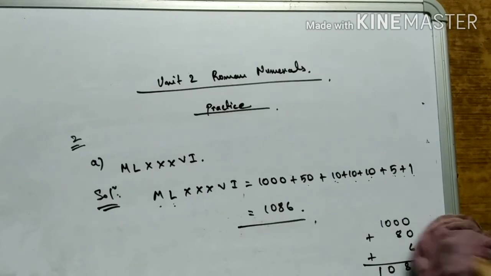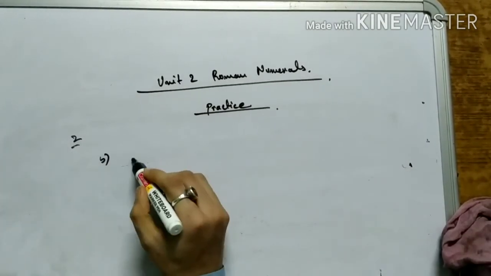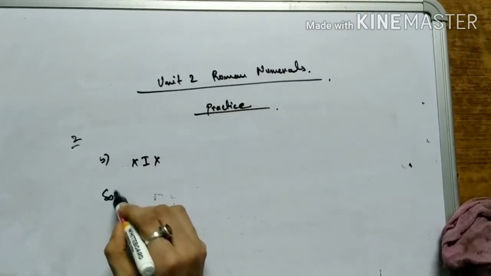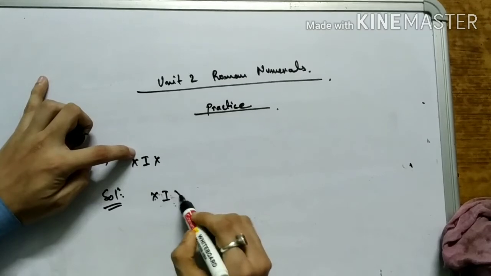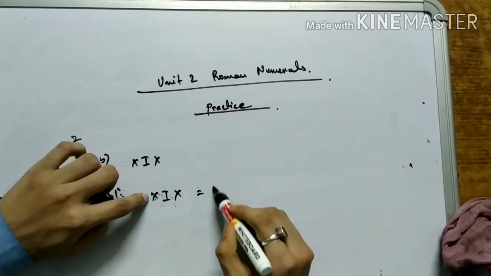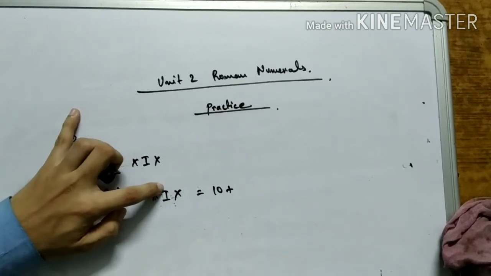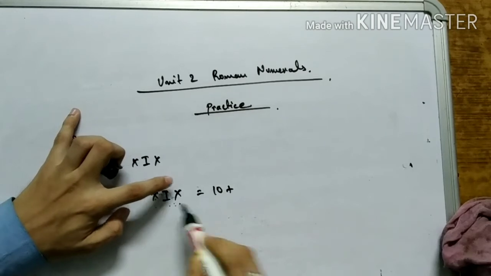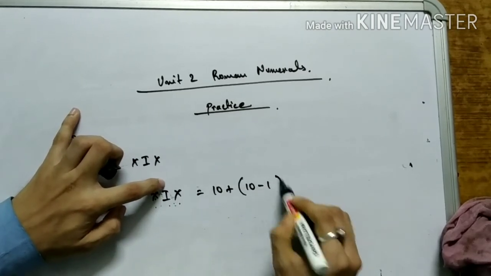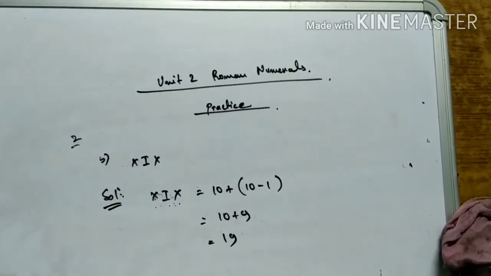Okay, next one you see number B, XIX. X means 10 plus this is IX. A smaller letter is in front of a bigger letter, so what I will do is 10 minus 1. So this is 10 plus 9, which is equal to 19.